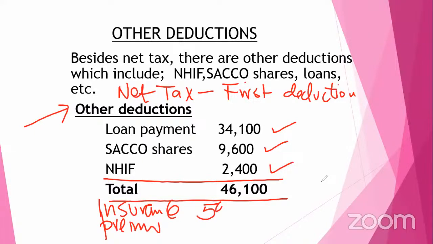I'd picked a figure of 5,000. If this was to be there, now the deduction would have been 51,100. So insurance premium is a deduction. That 5,000 will be subtracted from your salary. I had taken a figure of 5,000 to be a premium, so you add it here as part of other deductions. So when you take the net tax plus other deductions, you arrive at gross deductions.